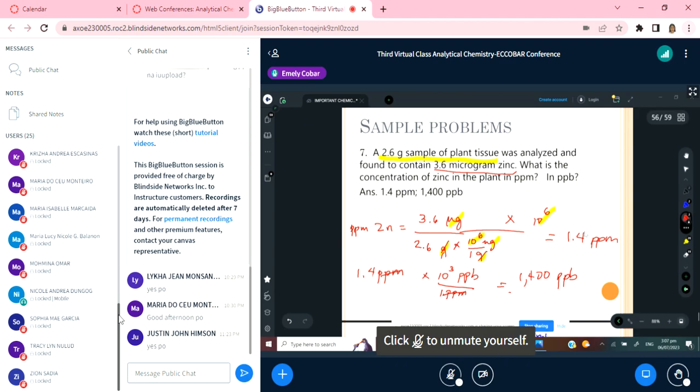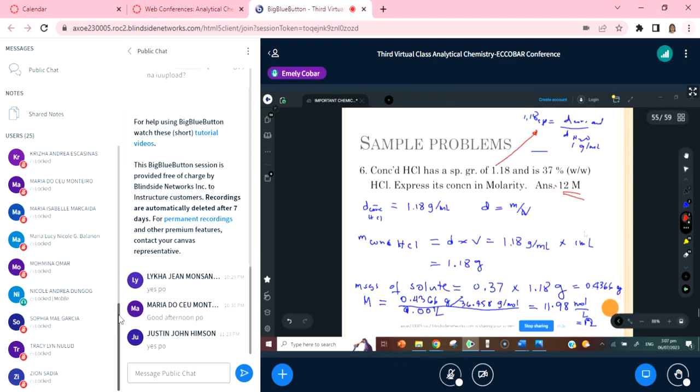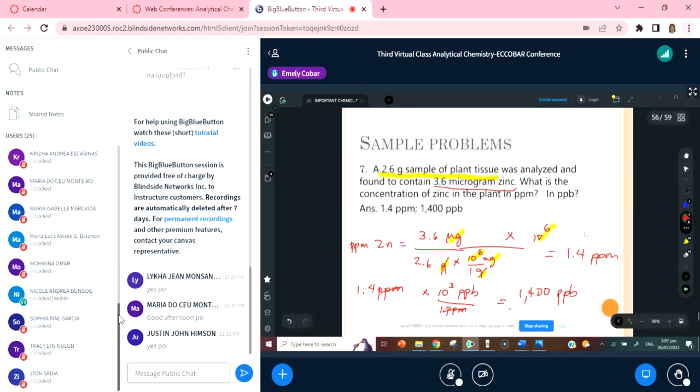Okay? So, before we get to specific gravity, let's first do more sample problems on ppm and ppb. Let's look at this. A 2.6 gram sample of plant tissue. So, you have plant tissue. Its weight is 2.6 grams.